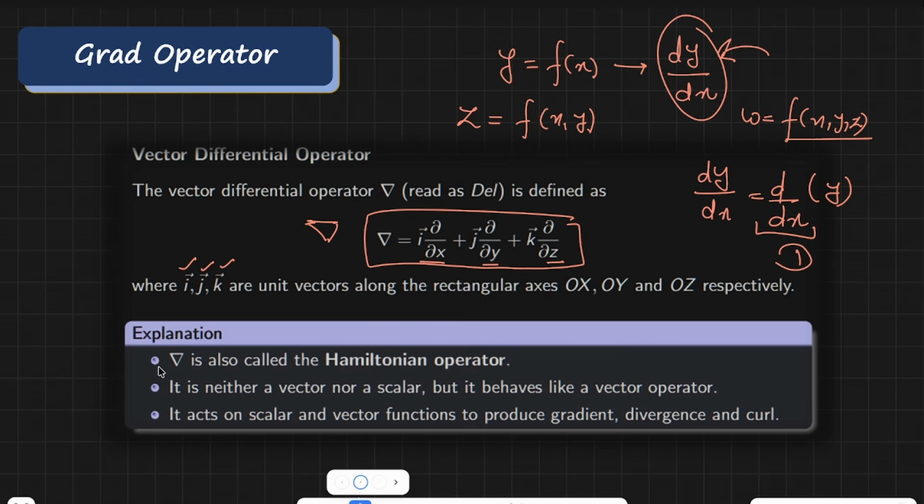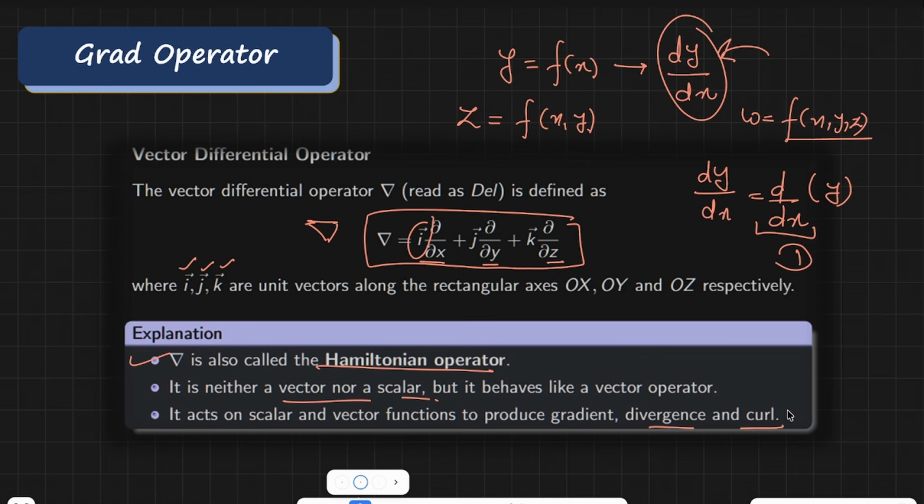This symbol is called the Hamiltonian operator, or nabla, or you can also say the del or gradient operator. It is neither a vector nor a scalar. The thing is that it has i cap, j cap, k cap associated with it, but still it is not a vector quantity. It is just an operator. It's not a physical quantity, so we can't measure it as a vector or a scalar quantity. It acts on scalar and vector functions to produce the gradient, divergence, and the curl. When I apply this gradient operator to a scalar, that will be the gradient.